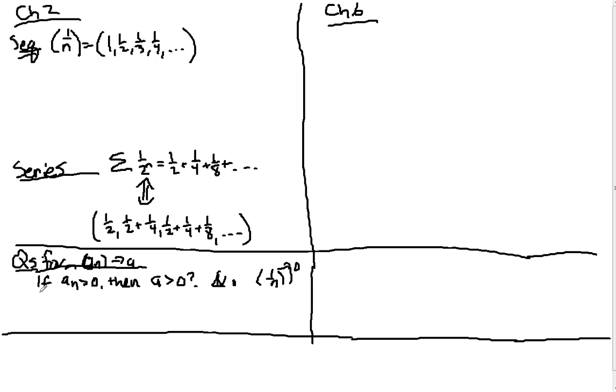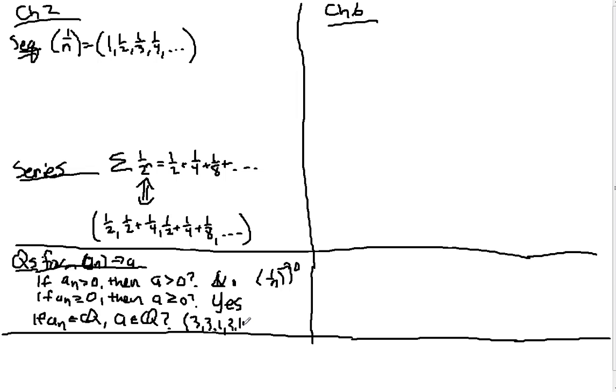How about another question: if a sub n is bigger than or equal to 0, then is a bigger than or equal to 0? The answer is yes, by the order limit theorem. Similarly, if a sub n is rational, is a rational? Is the limit rational? The answer is no. For instance, 3, 3.1, 3.14, etc., is going to converge to pi.